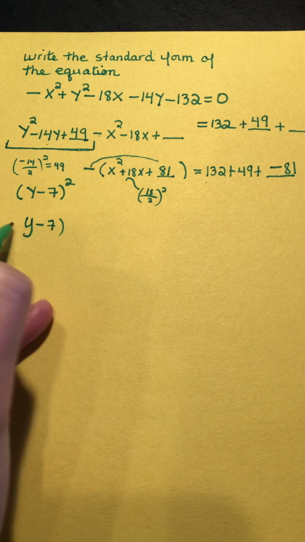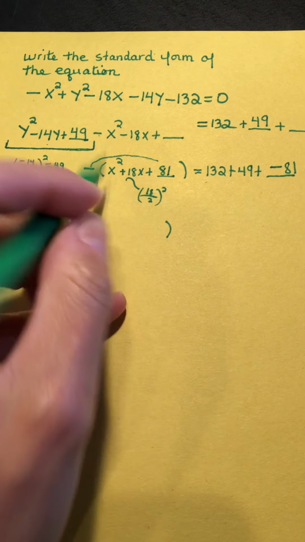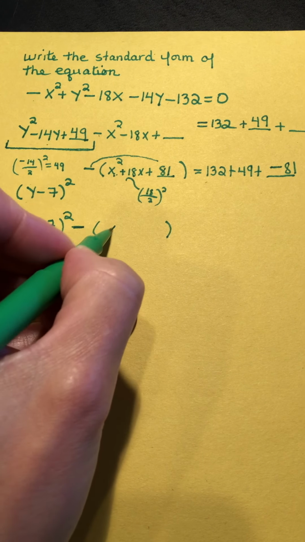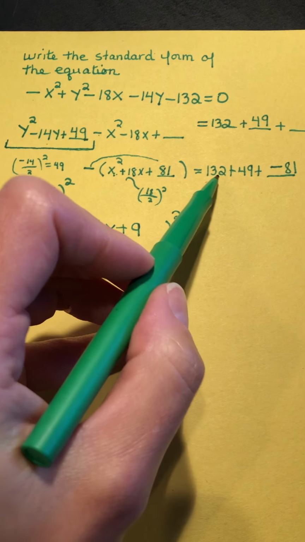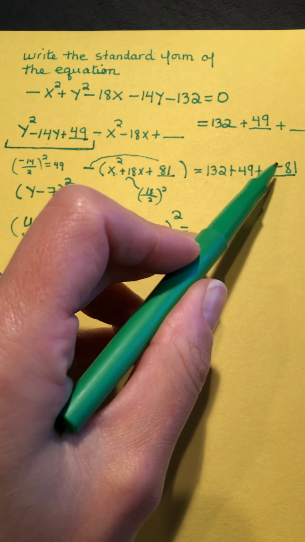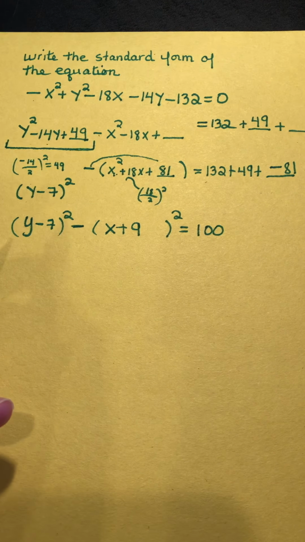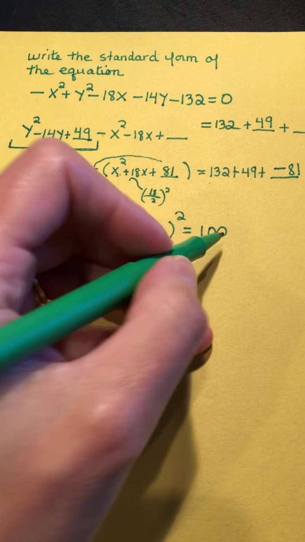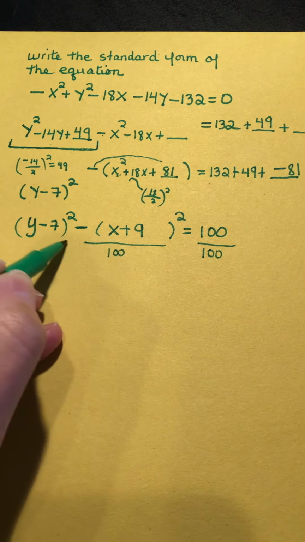This is y minus 7 quantity squared. I'm going to keep the negative, and I'm going to rewrite this trinomial as a binomial squared. So that's going to be x plus 9 squared. Okay, if I go over here and I take 132 plus 49 minus 81, that gives me 100. Double check my math there. I think that's right. Now in order to finally be in standard form, remember I have to equal 1. So I need to divide every single term by 100.